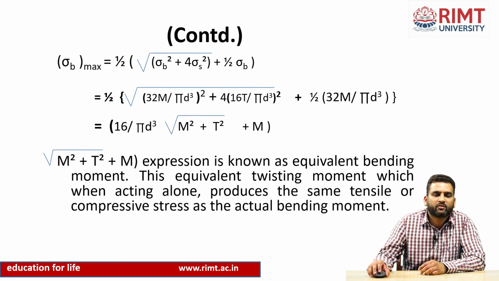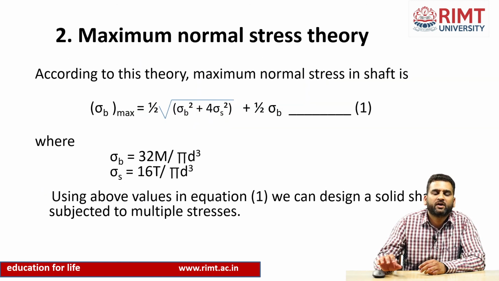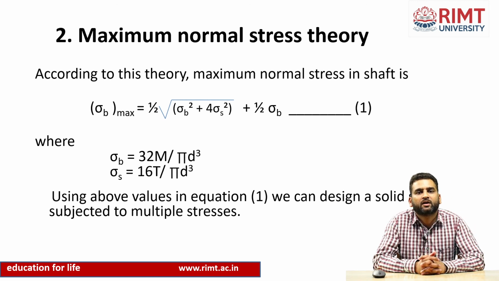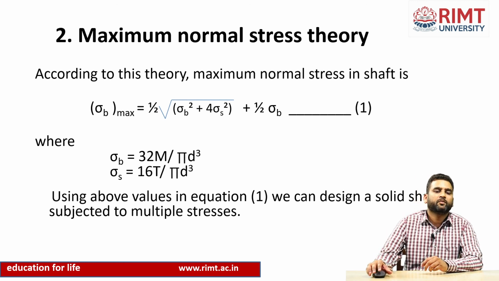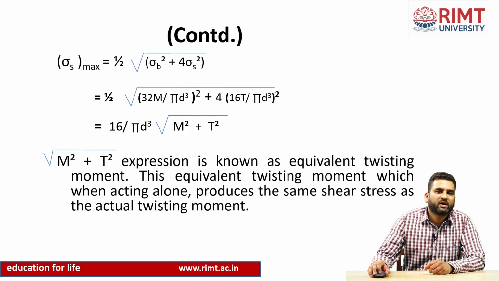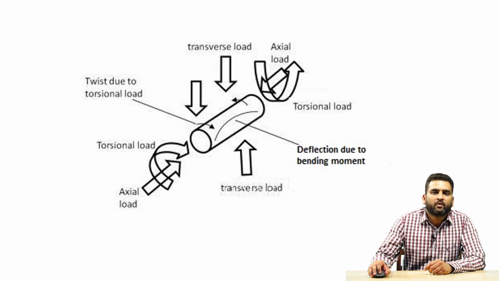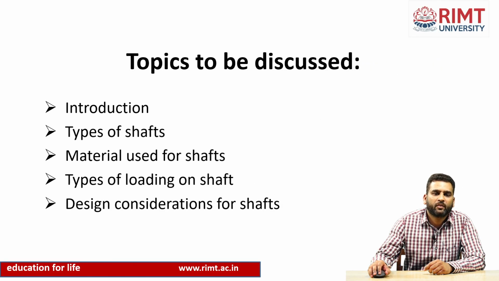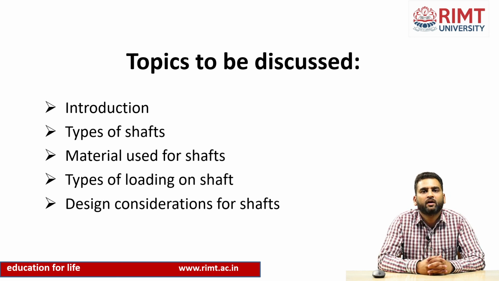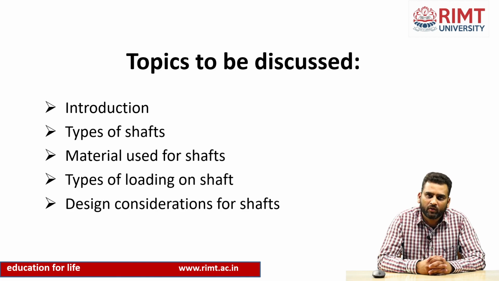So, these are the two types of design failure theories based upon which we can design a shaft when the shaft is subjected to torque load only, when the shaft is subjected to bending load only, and when the shaft is subjected to biaxial stress system. So, from this presentation we can conclude what the various types of loading on the shaft are, what the various types of material used for the shaft are, and how to design a shaft based upon the various types of loading. Thank you.